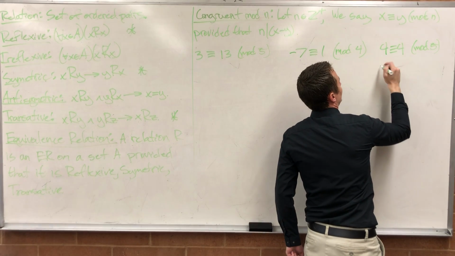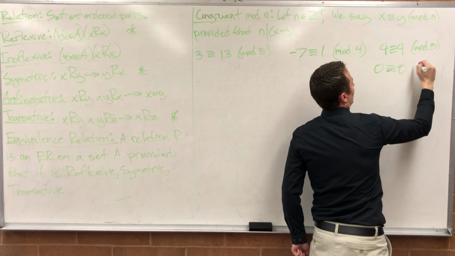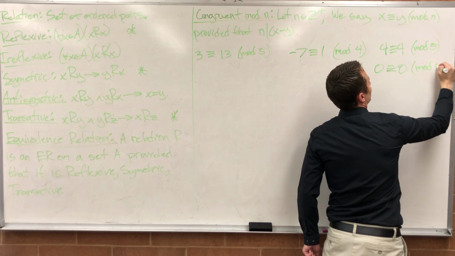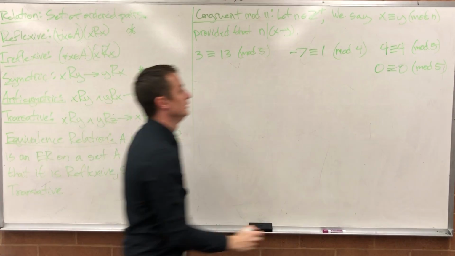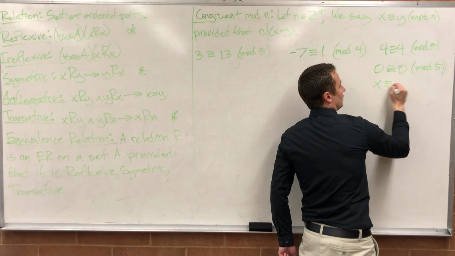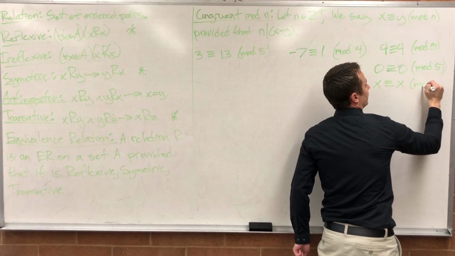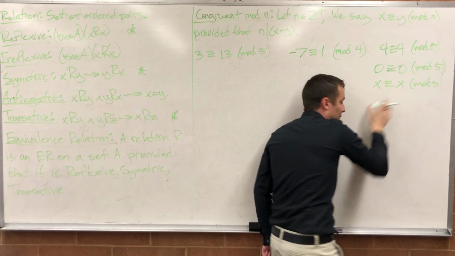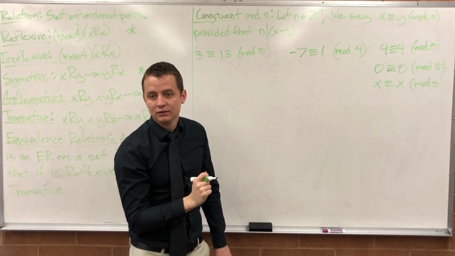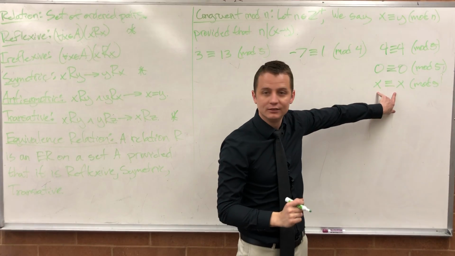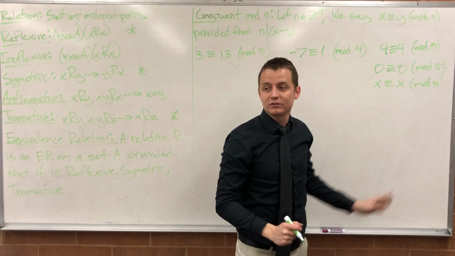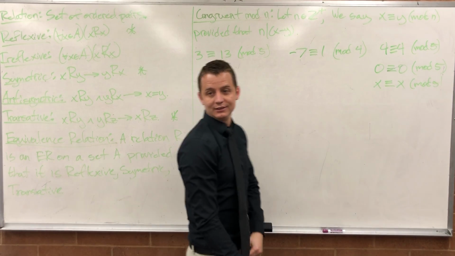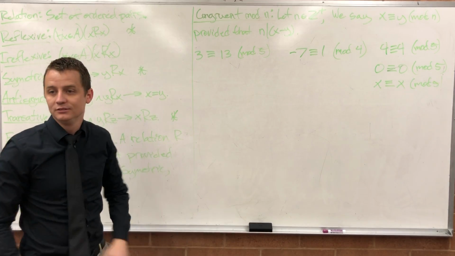What about this? Is 0 congruent to 0 mod 5? Yes. It doesn't matter what x is. x is always congruent to x mod 5, for any number x you put there. Because what's x minus x? 0. And does 5 always divide 0? Yes.